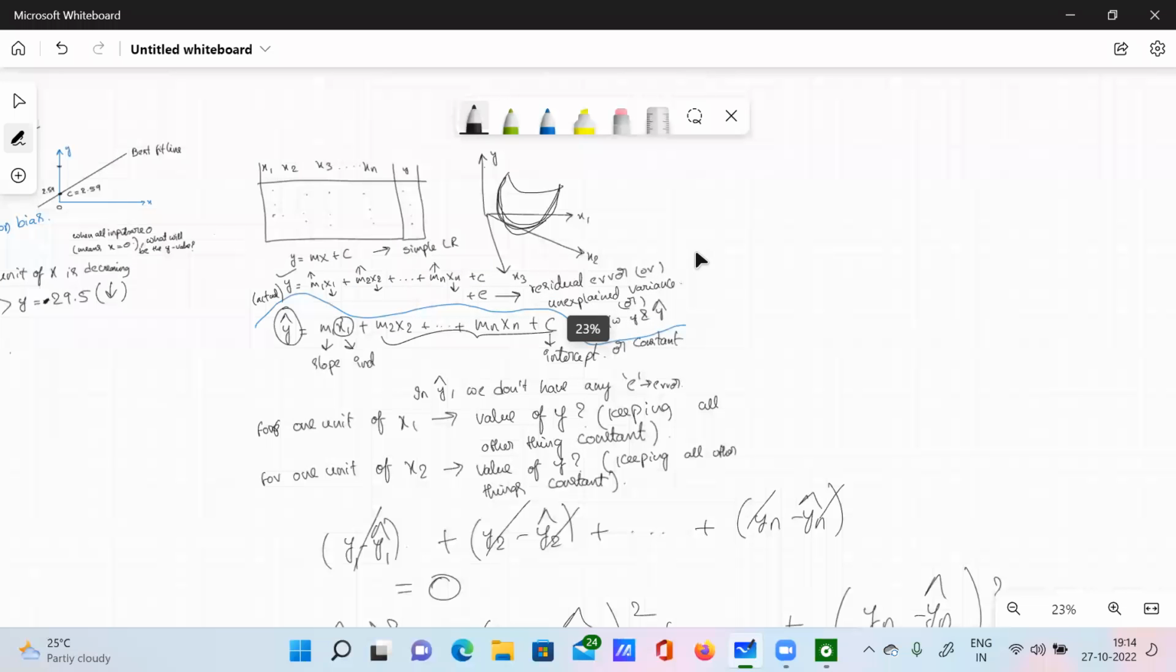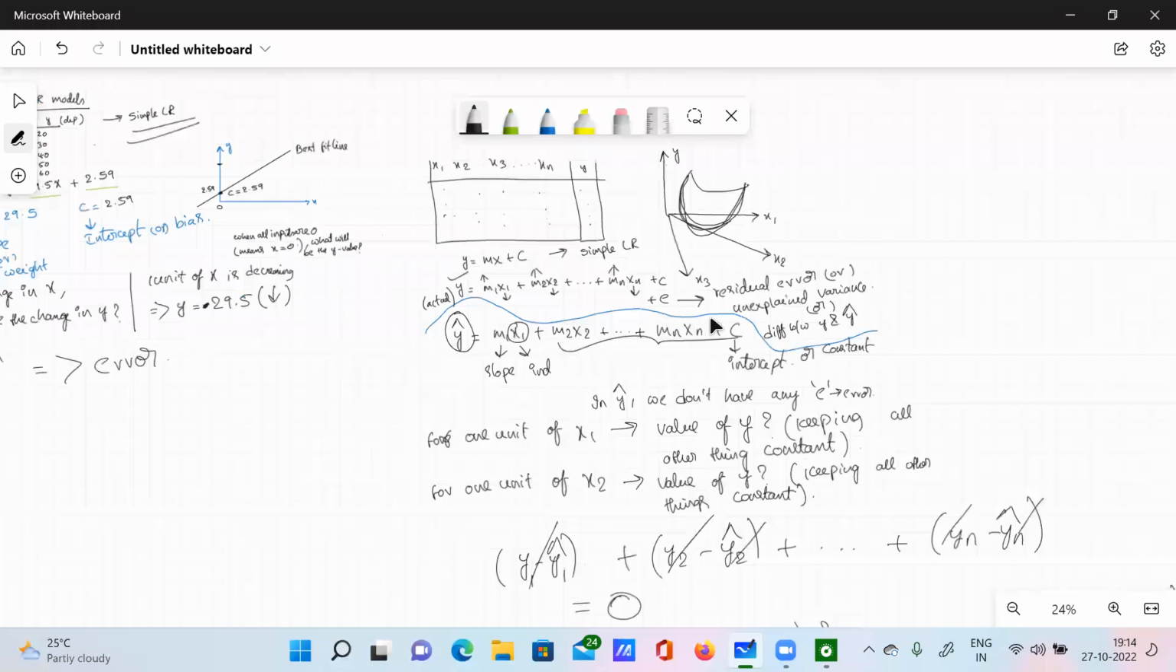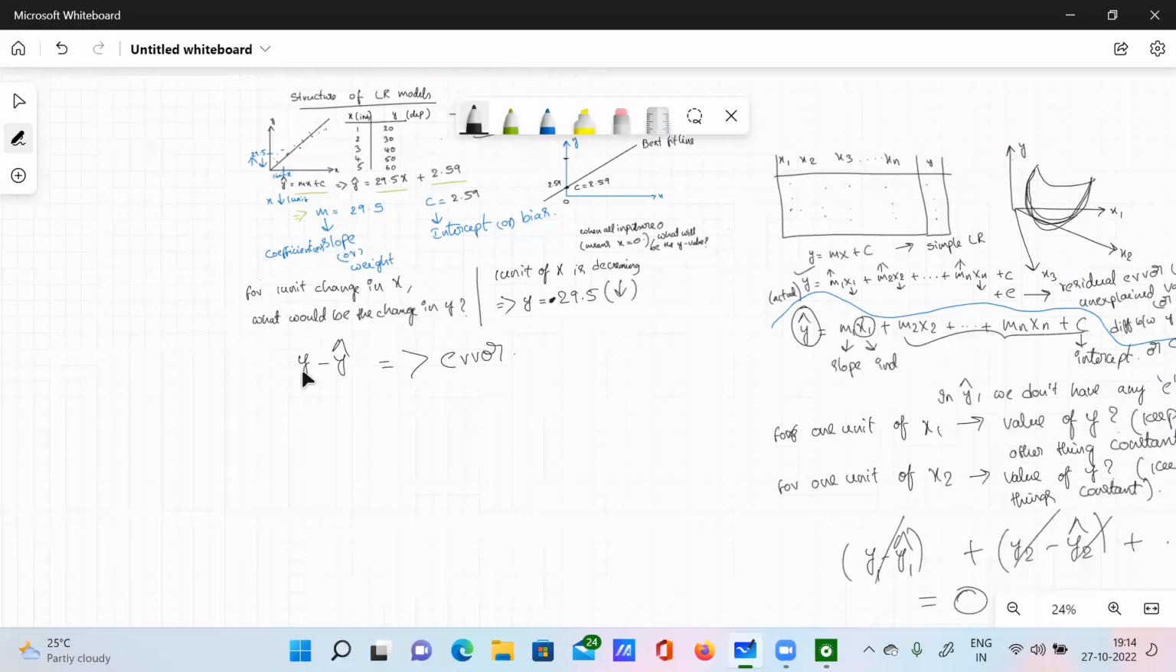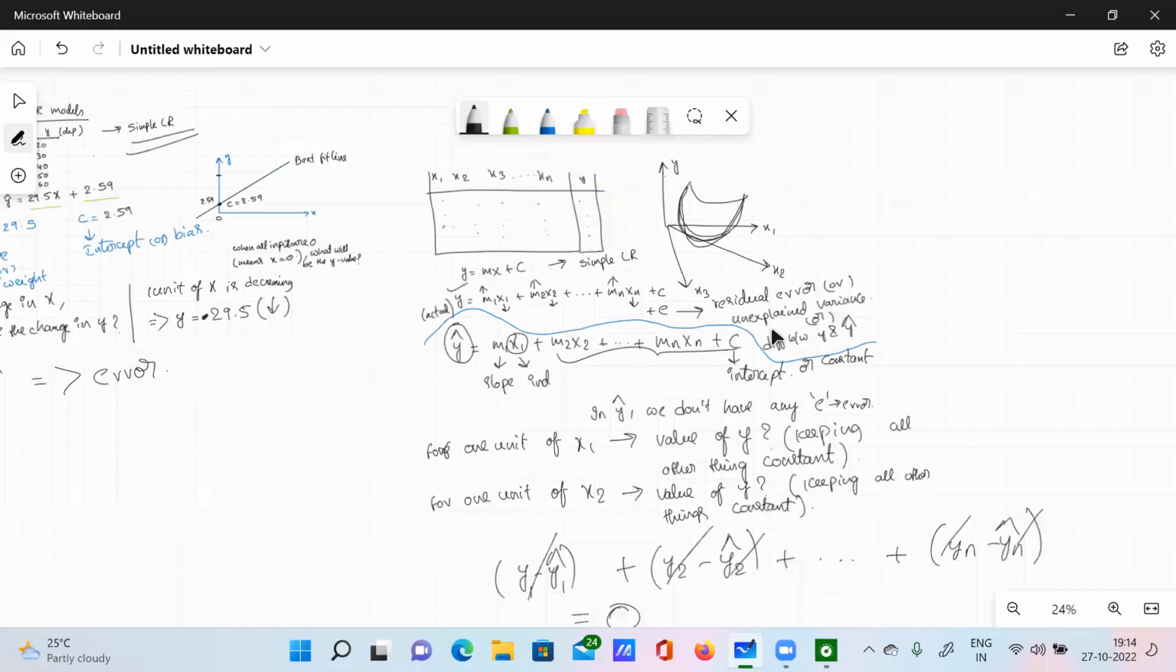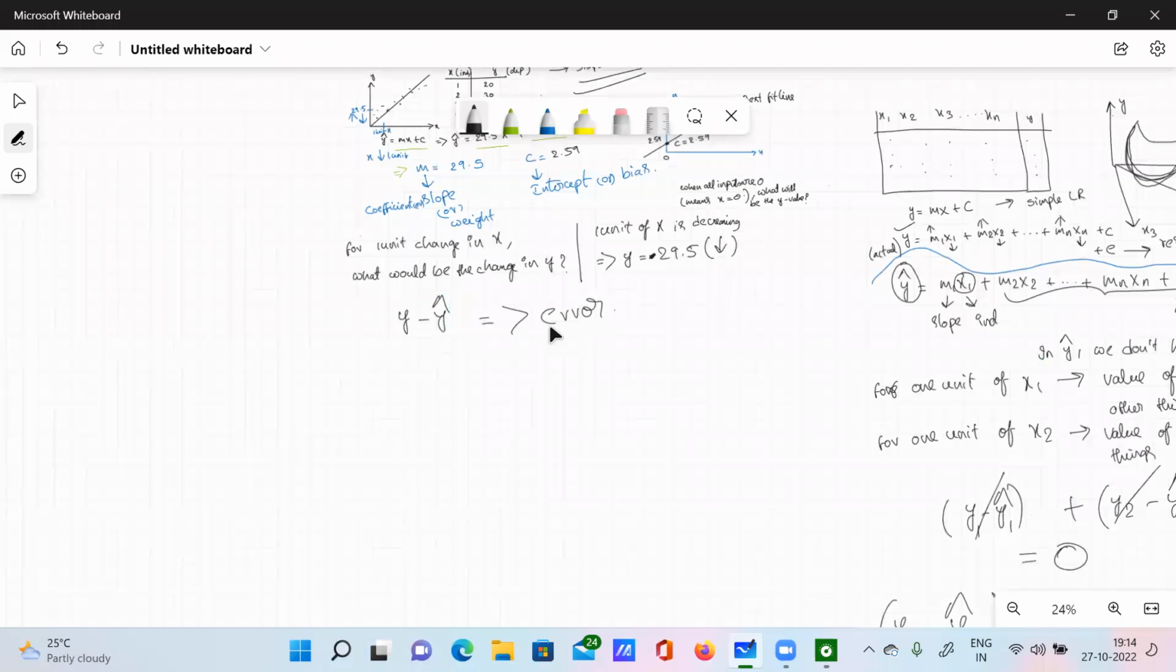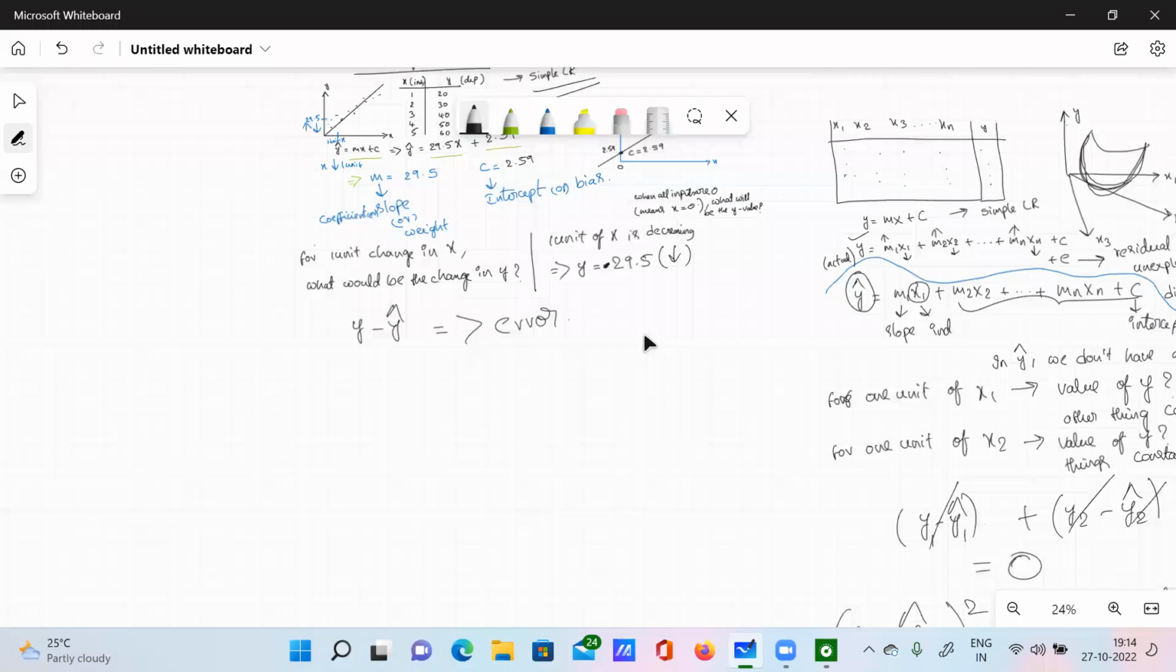And now you have already explained this entire simple linear regression using the help of a single line, that is y equal to mx plus c here. And now y minus y hat is nothing but the difference between the actual and the predicted model, which is nothing but our error, right?